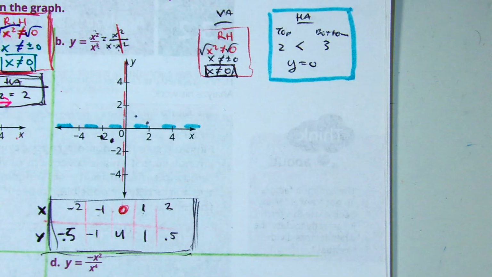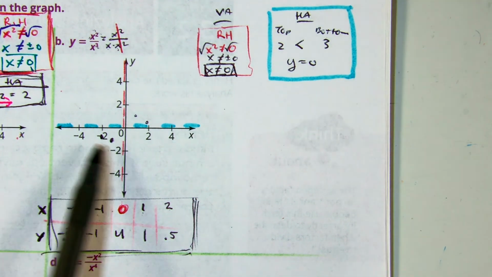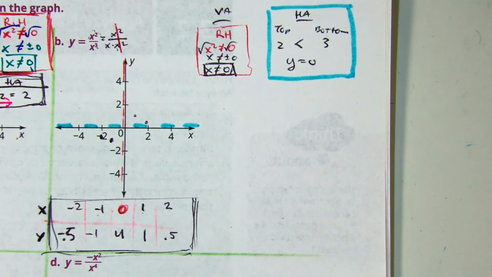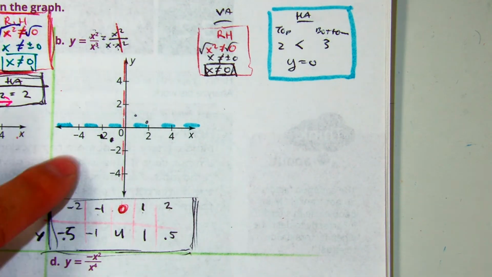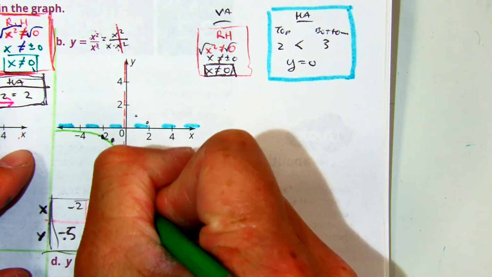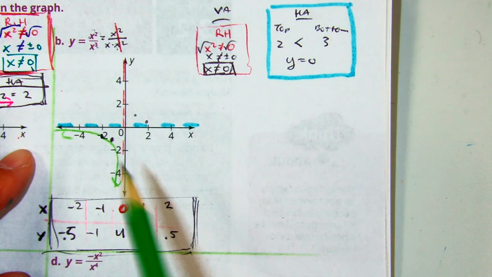Okay, when you're doing your rational functions, all you kind of need to know is, are the points either below or above your horizontal asymptote. In this case, over here, it is below. And over here, it's what? Above.